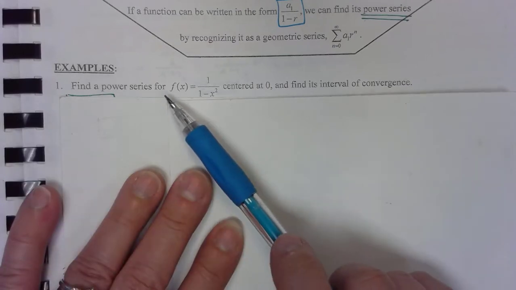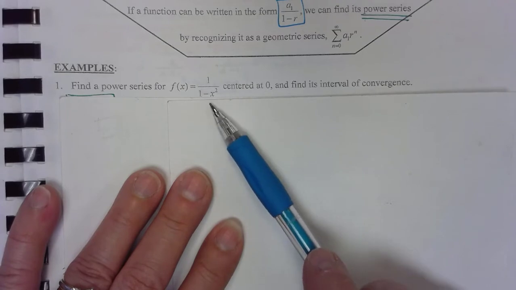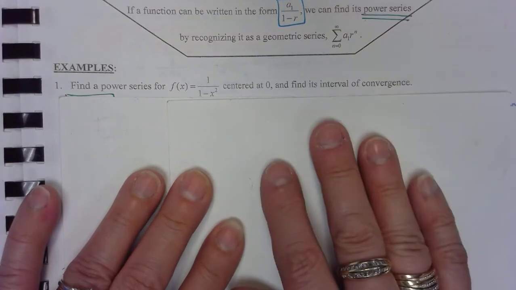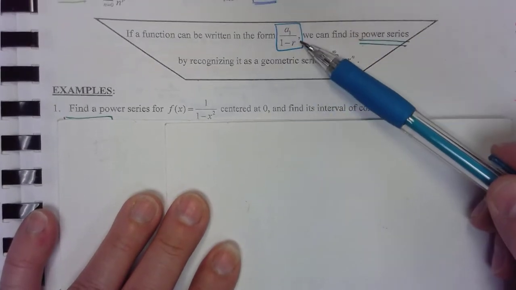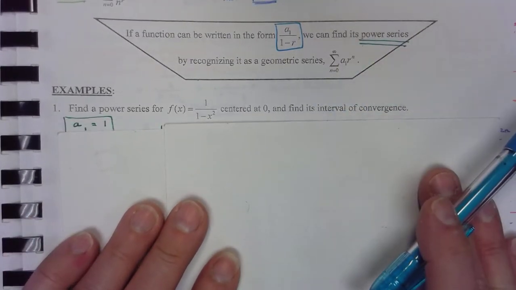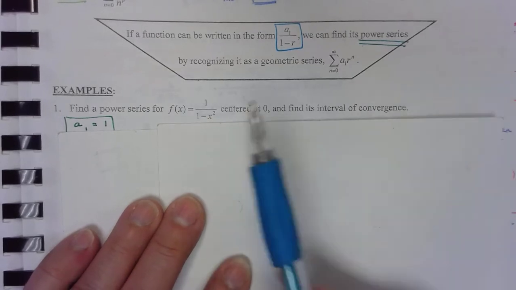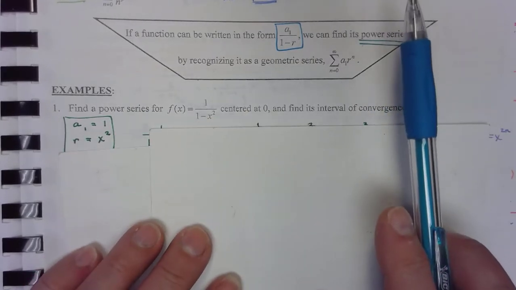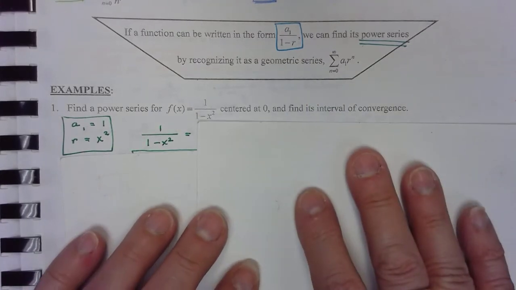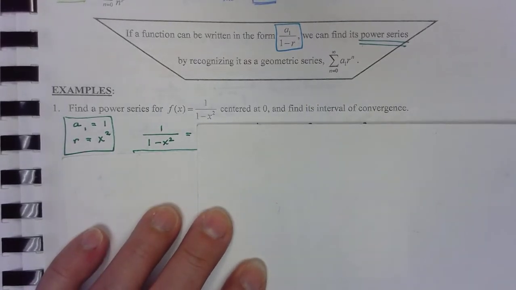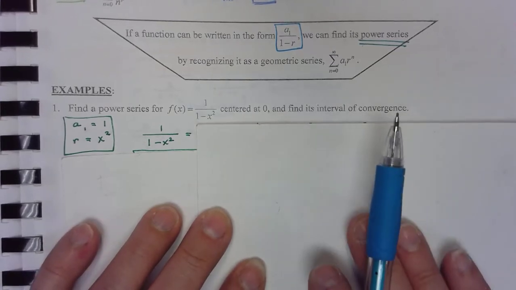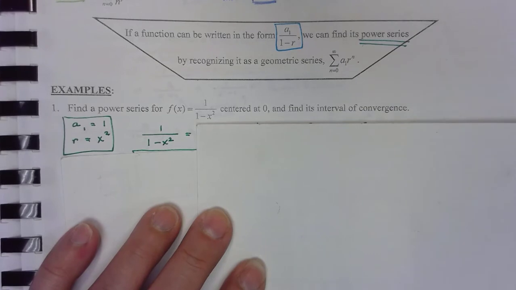Find a power series for f of x equals 1 over 1 minus x squared, centered at 0, and find its interval of convergence. You will notice we have it of this form. So that makes our a1 to be 1, and r is x squared. So I need to find a power series for it, and my power series I'm going to generate using what we know about geometric series.